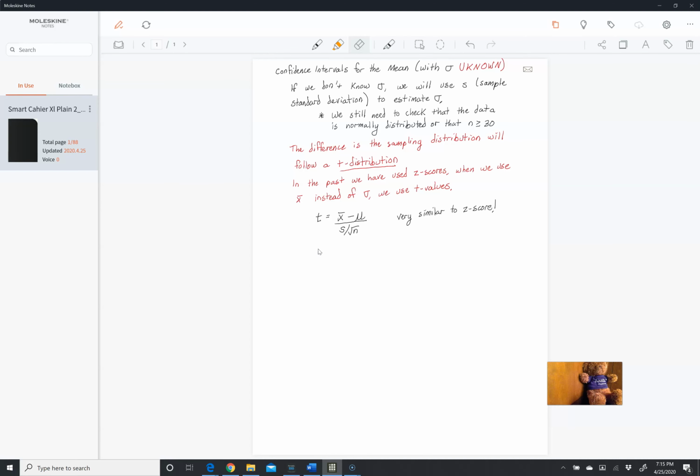Now, why is that? The reason why that occurs is because the t-distribution is very similar to the normal curve, the normal distribution, okay? So, and I'll put that down here, but I'm going to give you all of the properties of the t-distribution.